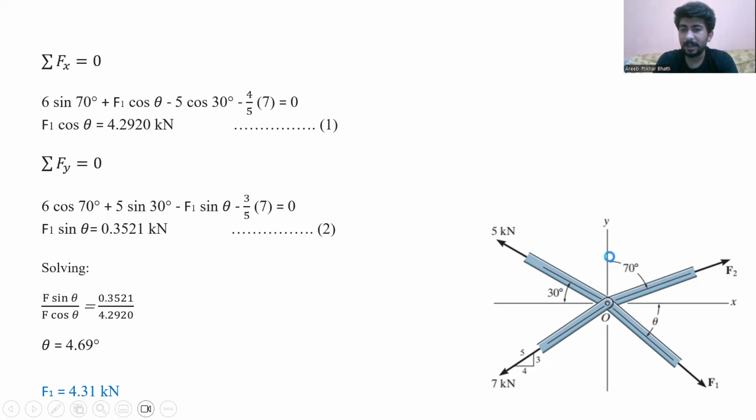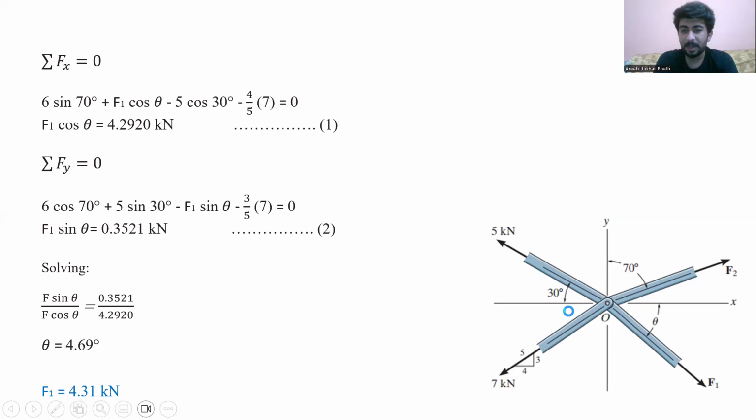So we use the vertical component, sine, in this case, and this is the force F1. This member makes an angle of theta with the x-axis, so I use its horizontal component, which is cos theta. In this member we are given a 5 kilonewton force, but this force is acting in the opposite direction of x, so it is negative, and it makes an angle of 30 degrees with the x-axis. So we use the horizontal component of the force.